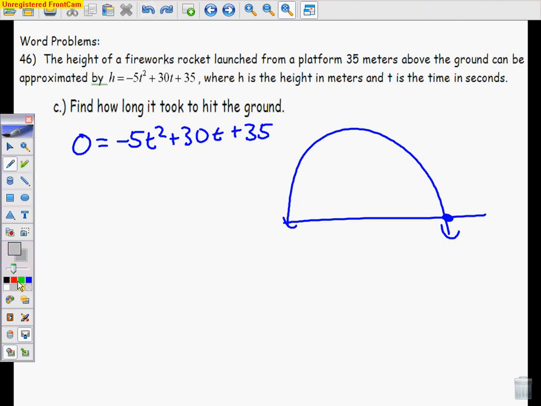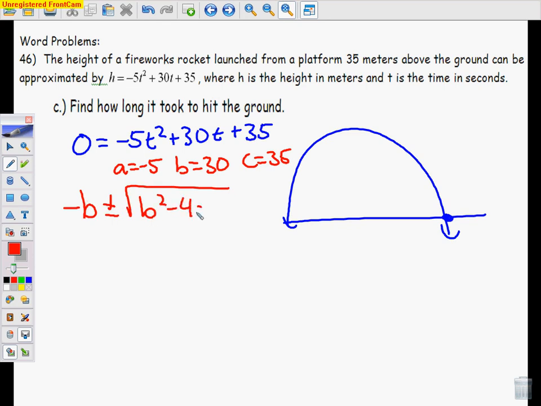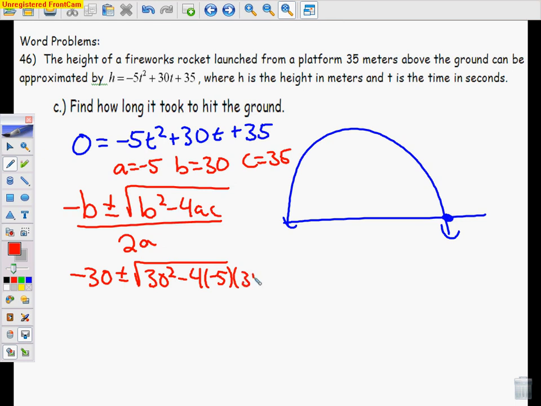So here we see that a is -5, b is 30, c is 35. So let's plug that into the quadratic formula, which is the opposite of b plus or minus the square root of b squared minus 4ac all over 2a. That doesn't get old, does it? All right, so plugging in the opposite of b here, that would be -30 plus or minus the square root of b squared, so that's 30 squared minus 4 times a times c, all over 2 times a.